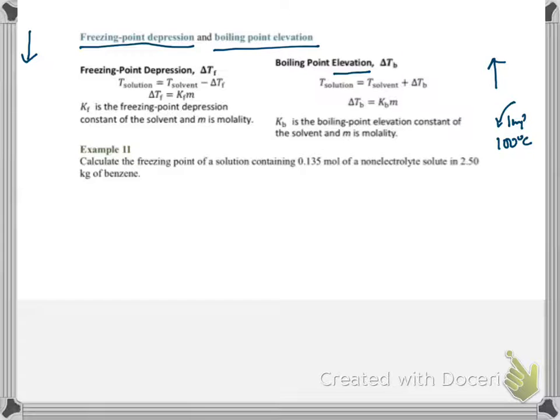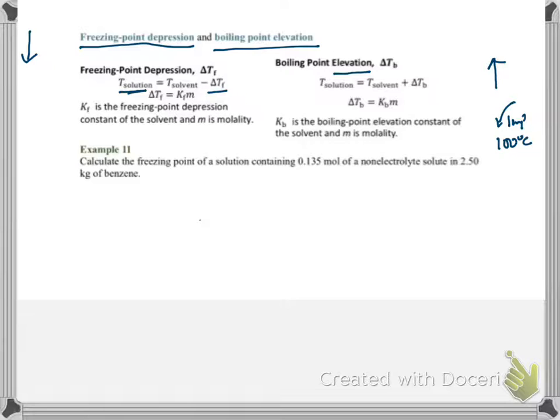For freezing point depression, basically, how much was the temperature at the start of the pure solvent and how much is it after the solute was added. We calculate the temperature of the solution as equal to the temperature of the solvent minus delta TF. And how do you calculate delta TF? You do it by the formula Kf times m, where Kf is the freezing point depression constant and m is the molality.